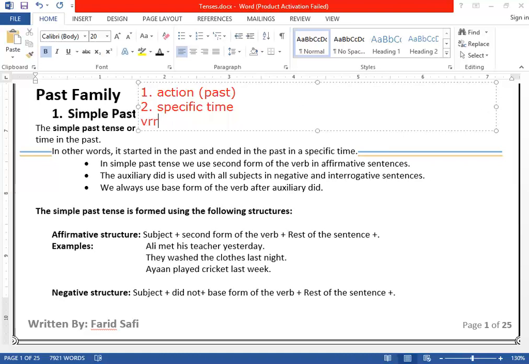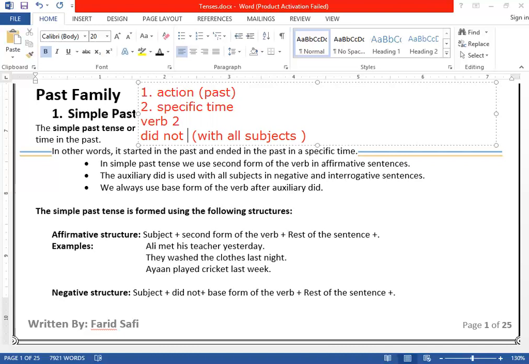The verb word we use is the verb's second form. Which form? The second form of the verb will be used. Clear? Number one. Number two, if you want to make a negative, we use did with all subjects. With all subjects, we use what? Did not. In negative form, it becomes what? Did not. So we use did not in all negative sentences with all subjects.